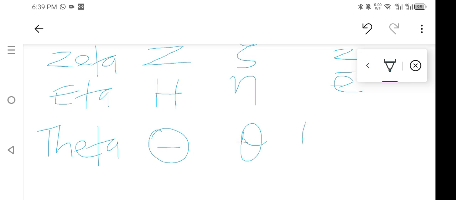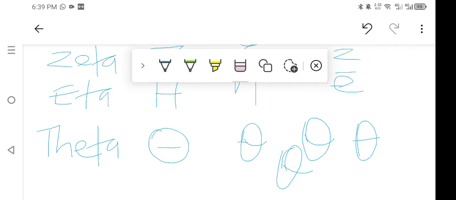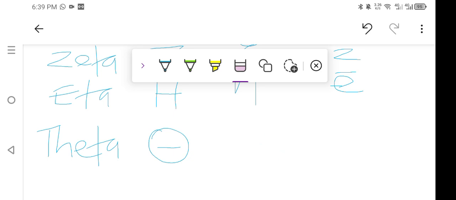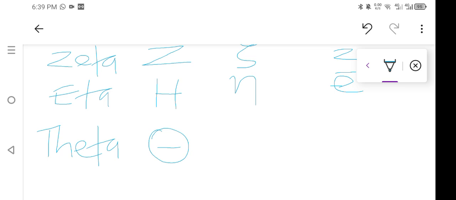Okay, think of an oval shape and then cut it across. So you notice the difference between the uppercase and the lowercase is not that much. The difference is the uppercase is a complete circle and the line inside does not touch the edges of the circle. Then the lowercase is an oval shape and it cuts across completely.